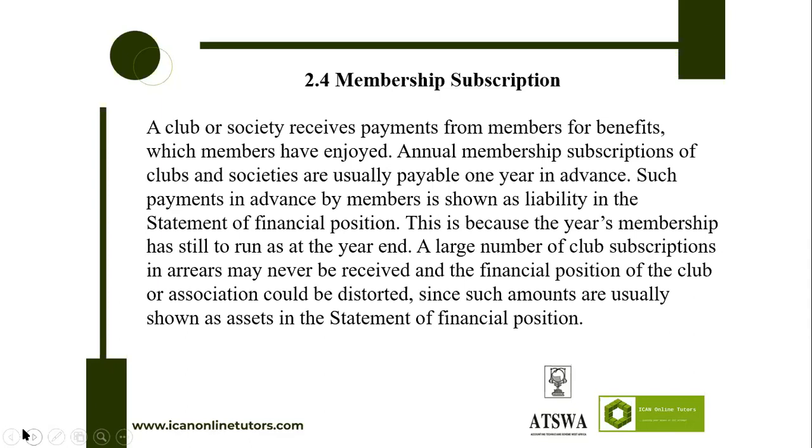So such payment in advance by members is shown as a liability in the statement of financial position. This is because the year's membership has still to run as at the year end. A large number of club subscriptions in arrears may never be received, and the financial position of the club or association could be distorted, since such amounts are usually shown as assets in the statement of financial position. So it's collected in advance because once it becomes arrears, it's not easy to receive the monies back.